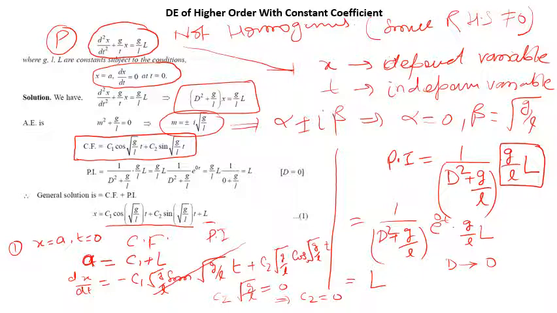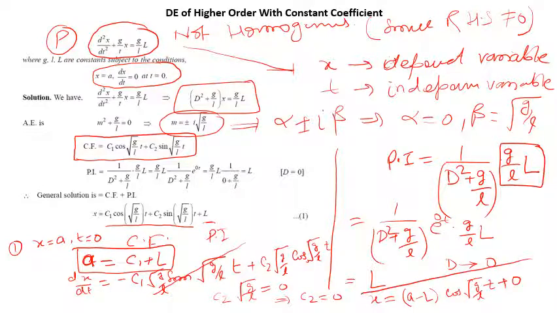C2 is equal to 0 and C1 plus L is equal to A. Then the solution becomes x is equal to, what is C1? C1 is A minus L. So x equals (A minus L) cos of square root of g by L into t, plus, what is C2? C2 is 0. This is the solution of this differential equation.